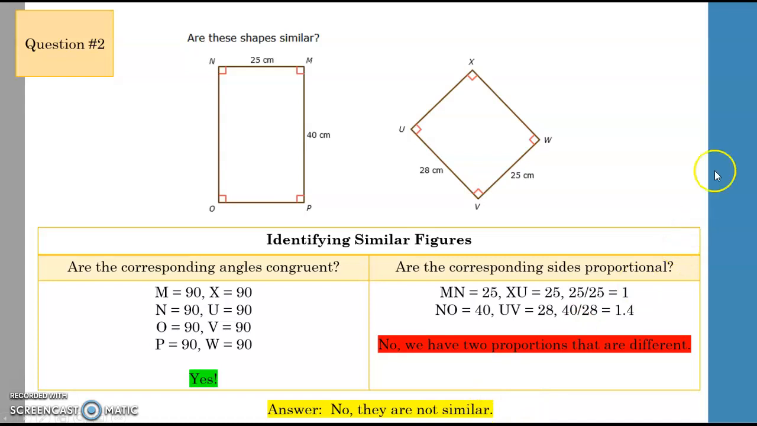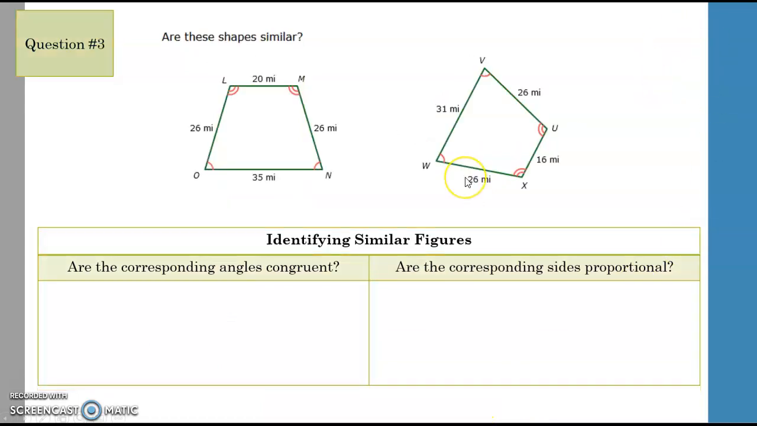Let's take a look at question number 3. Remember, you're going to be putting these answers into your quiz.